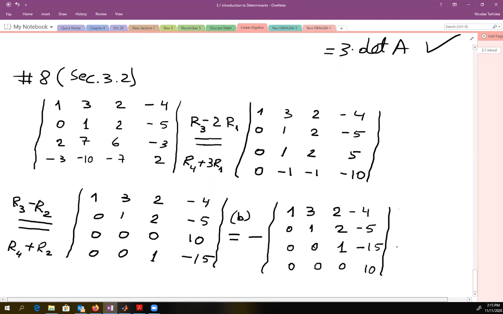What do we know about the determinant of an upper triangular matrix? It is the product of the elements on the main diagonal, right? Just use the cofactor expansion. If you expand down this column, it is just 1 multiplied by this 3 by 3 determinant, which is multiplied by 1 times this determinant, then 1 times this determinant. The determinant of 10 is 10. So this is just negative 1 times 1 times 1 times 10. So this is just negative 10.